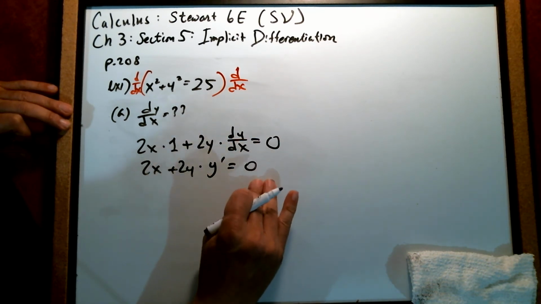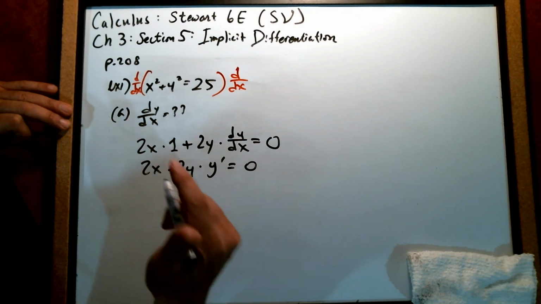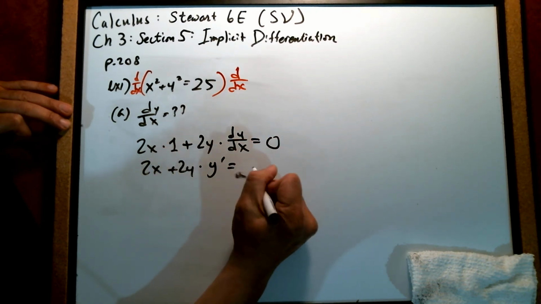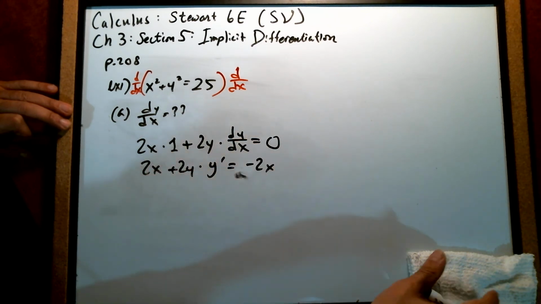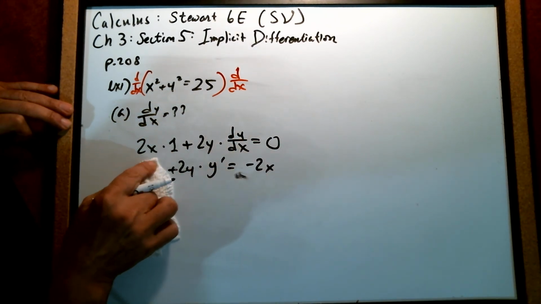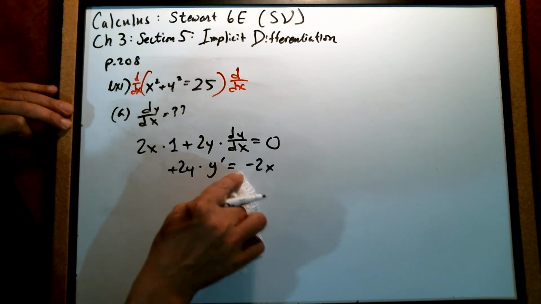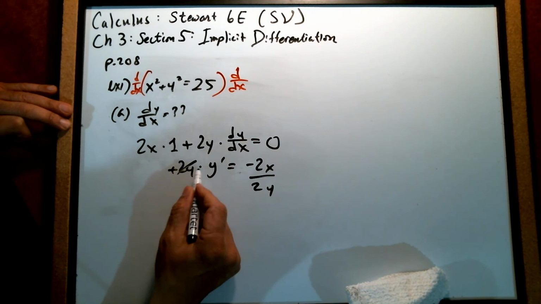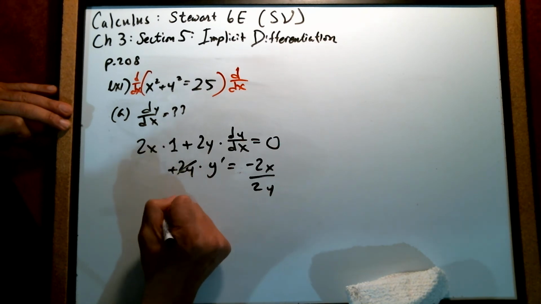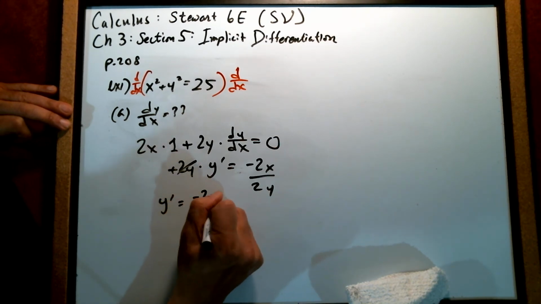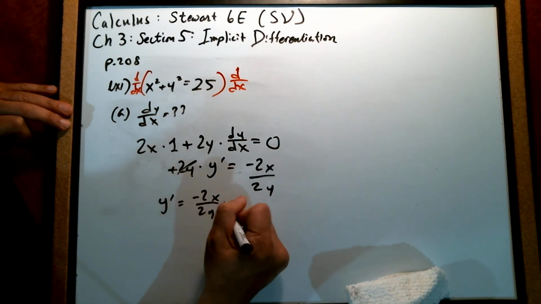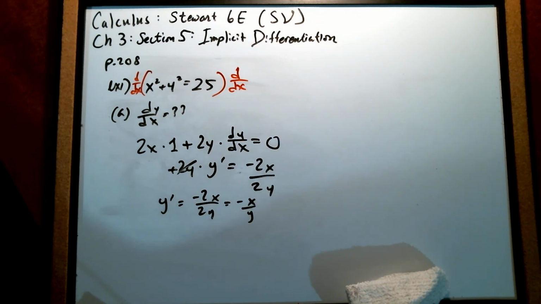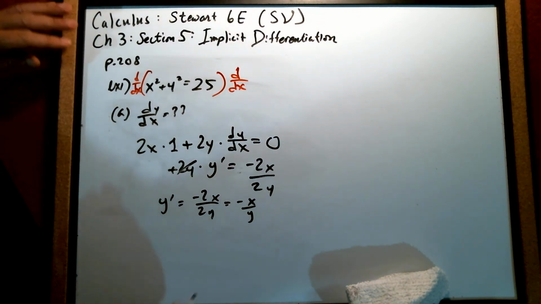We move the 2x term to the right side by subtracting 2x from both sides. So I'm going to take out minus 2x and clean that up a little bit. And then divide by 2y. Get rid of that because it's being multiplied by y prime. So y prime is equal to negative 2x over 2y. The 2's cancel, you end up with negative x over y. So that's part A.